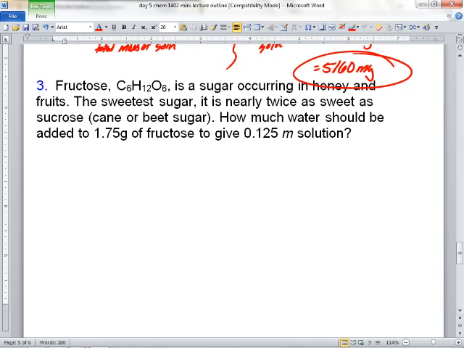Fructose is a sugar, right? They want to know how much water should be added to 1.75 grams of fructose to give a 0.125 little m solution. So remember the game plan. Figure out the equation. Recognize they gave you two variables. You're solving for the third.